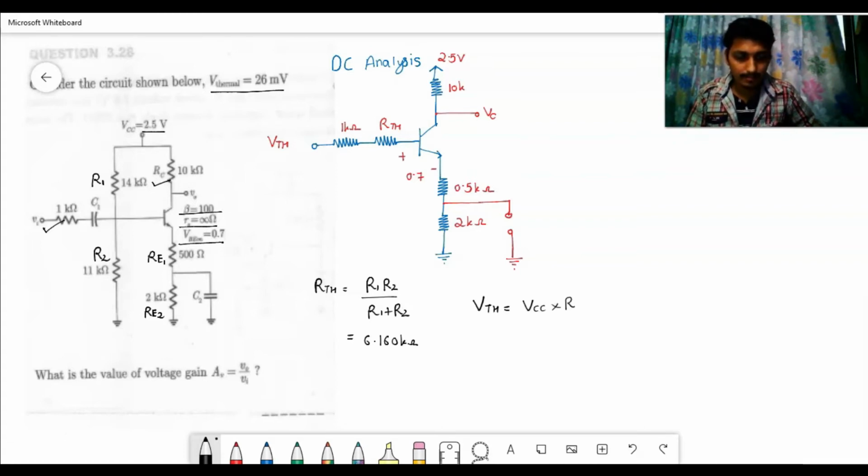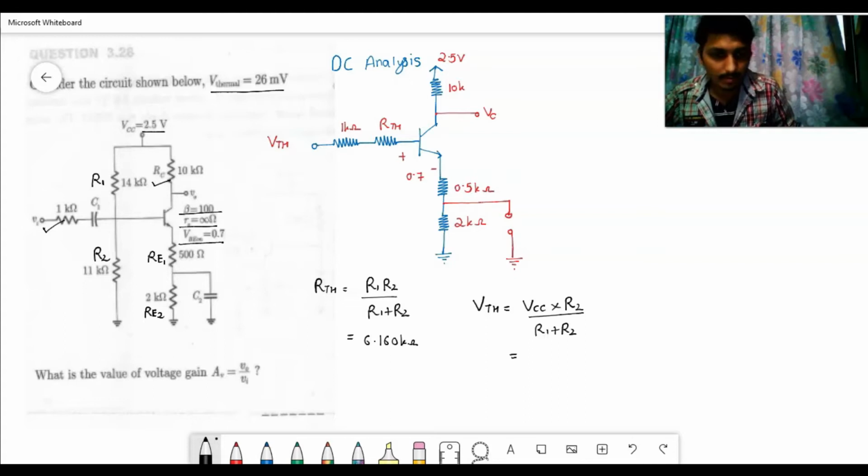VTH is nothing but your VCC into R2 by R1 plus R2. So I have applied here the voltage divider rule to find VTH. This is 2.5 into 11 into 10 raised to 3, divided by 11 into 10 raised to 3 plus 14 into 10 raised to 3. So it will come out to be 1.1 volt.